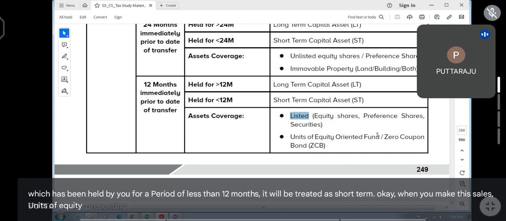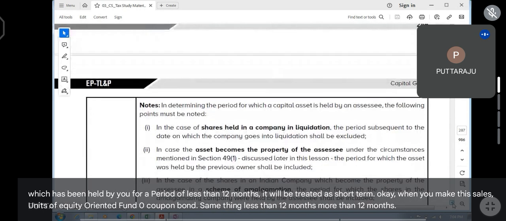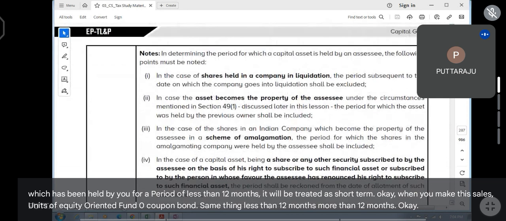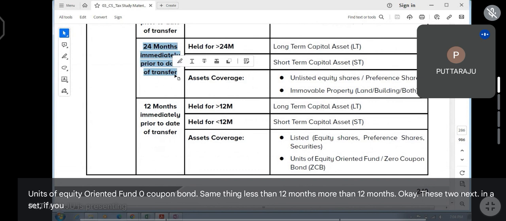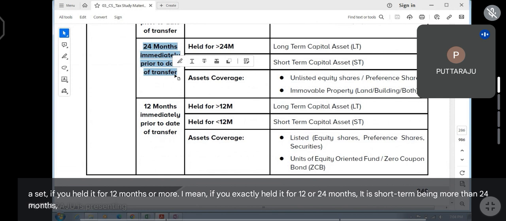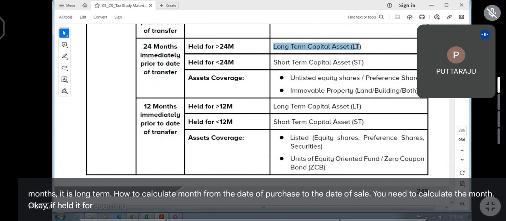Units of equity oriented fund, zero coupon bond. Same thing, less than 12 months, more than 12 months. Okay. These two. Next. Any asset, if you held it for exactly 24 months, it is short term. When more than 24 months, it is long term. How to calculate the months? From the date of purchase to the date of sale. If held for more than 24 months, long term. Less than 24 months, short term.